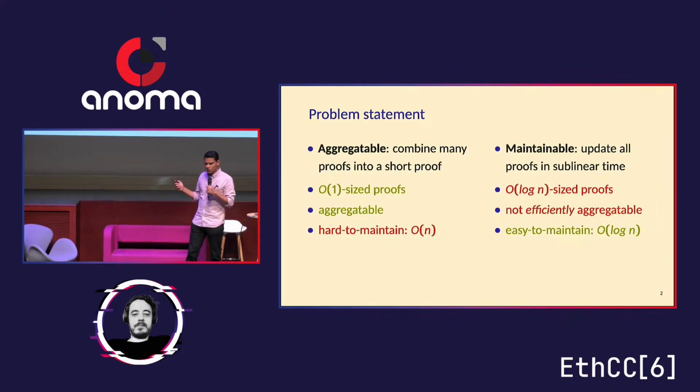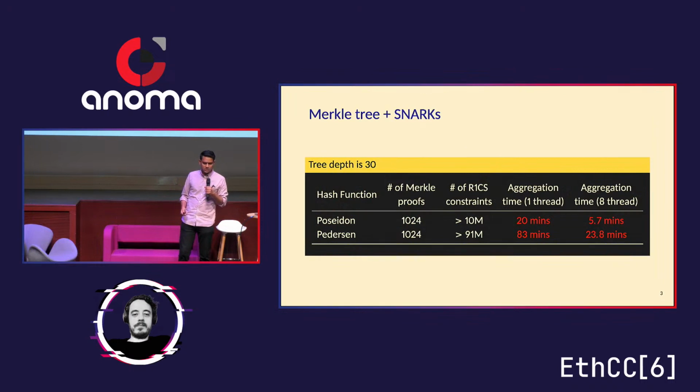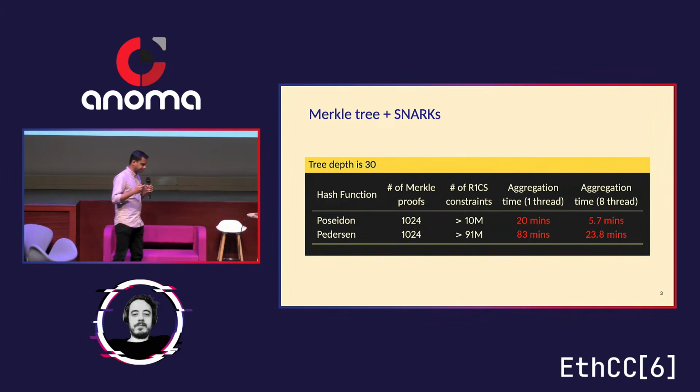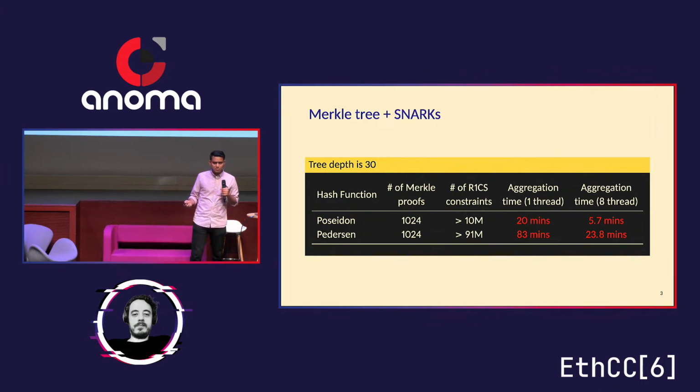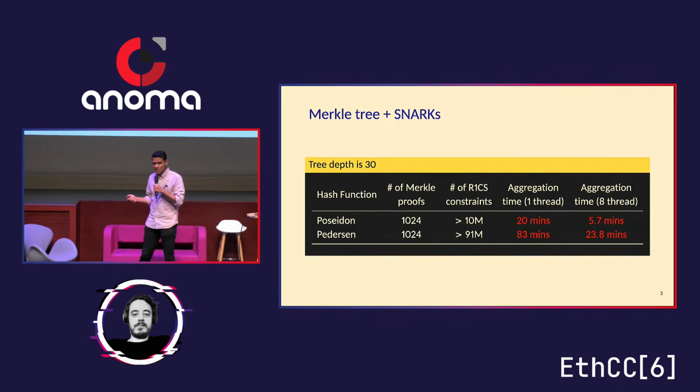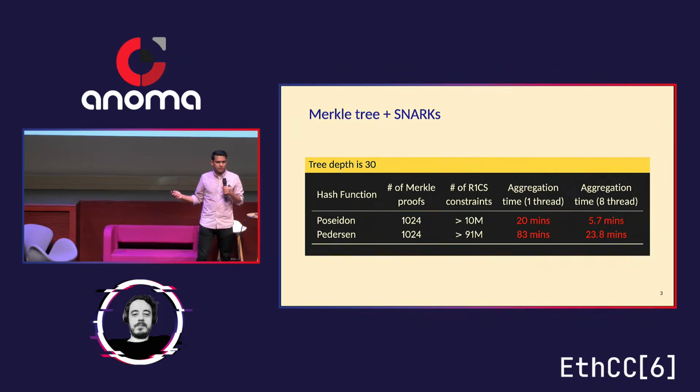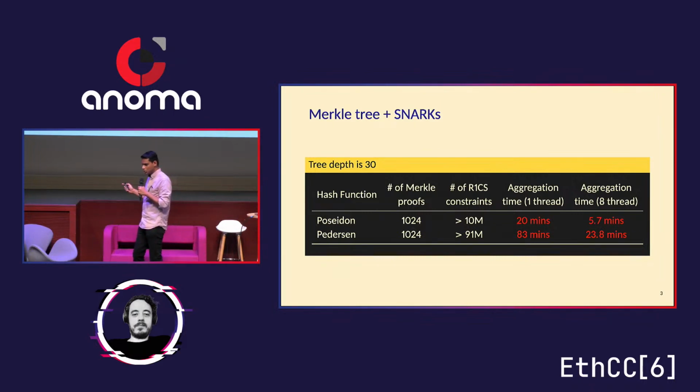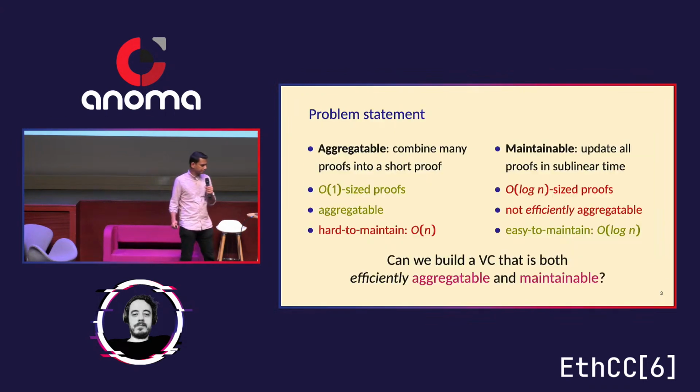The quick way to do aggregation in a maintainable scheme like a Merkle tree is to use a SNARK. However, SNARKs in this context are not the appropriate tools. For example, it could take anywhere between 10 to 90 million constraints based on the choice of your hash function, and it could take anywhere between 20 to 83 minutes for single-threaded code. And yes, we do have more numbers on this. The long story short, SNARKs may not be the right tool to aggregate something like a Merkle tree.